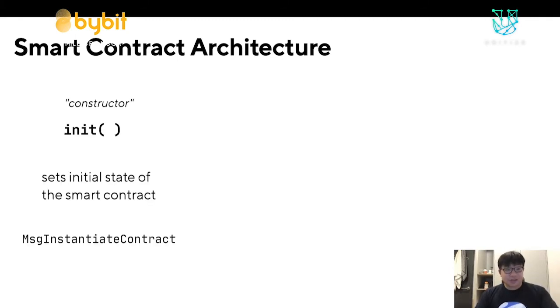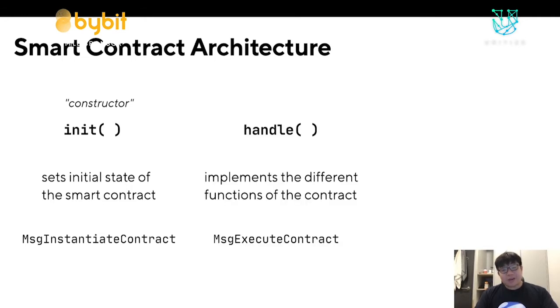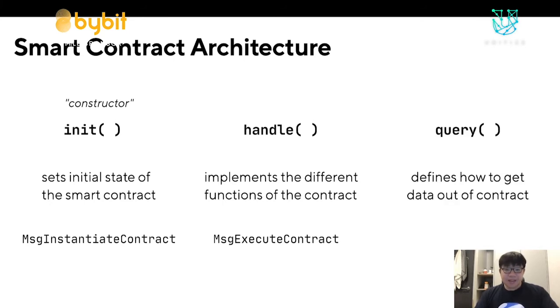So the first is the constructor, which sets the initial state of your smart contract, and this is sent in a message instantiate contract. The second one is a handle method, which will implement the different functions of your contract. So, for instance, if I had an ERC20 token, the handle method should be able to receive different requests or different functions through the handle message, and implement things like burn, transfer, approve, etc. And finally, you have to define a querier, which tells the contract how to get data and interpret it back into a form that users can understand.